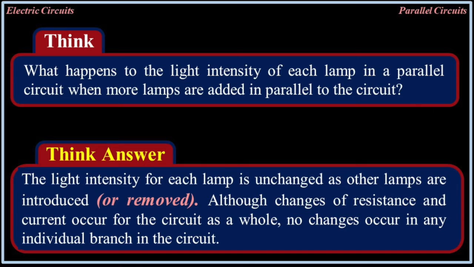The light intensity of each lamp is unchanged as other lamps are introduced or removed, although changes of resistance and current occur for the circuit as a whole. No changes occur in any individual branch in the circuit.